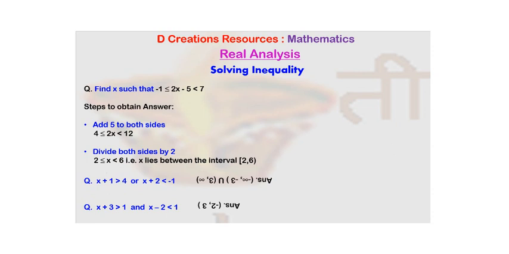What answer did you get? Yes, if the answer that you got is the interval minus infinity to minus 3, union 3 to infinity, then it's correct. Similarly, try to solve the next question.